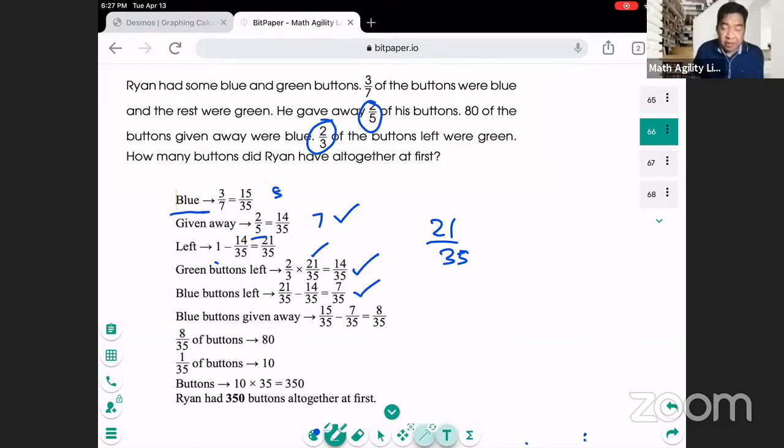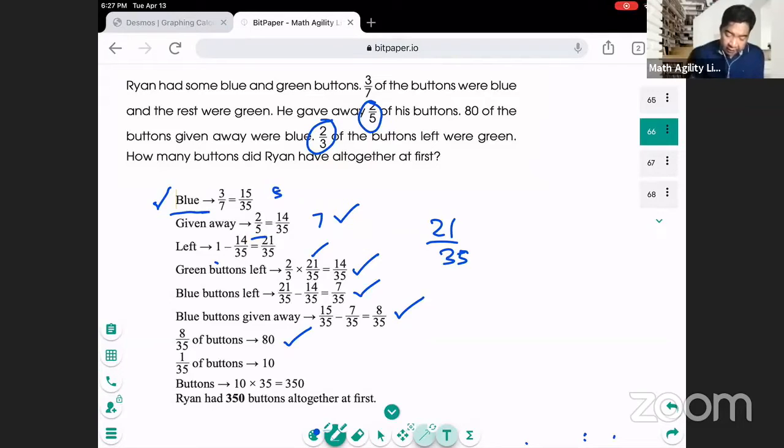And then the blue buttons given away is 15 over 35. So this is the initial minus 7 over 35. So that is 8 over 35. And we know that the blue buttons given away is equal to 80. So he wrote this: 8 over 35 of the buttons is 80, and 1 over 35 of the buttons is actually 10.